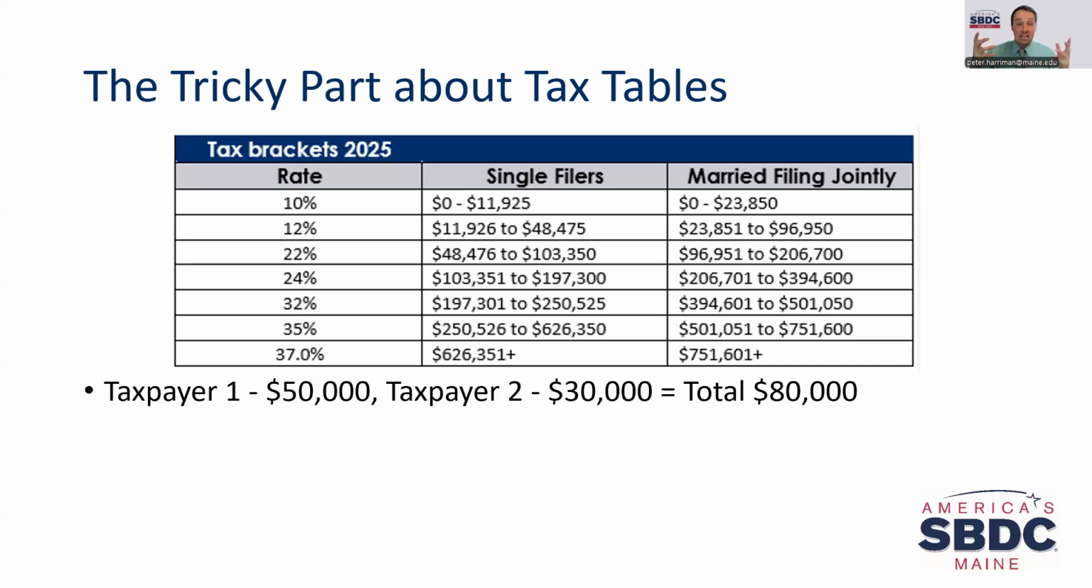Now, again, if there's two people in the income, taxpayer one and taxpayer two. Taxpayer one makes 50,000, taxpayer two makes 30,000. So the total household income is $80,000, right? So who's taxed more, right? Do we have the 30,000 taxed at 10% up to 12%? Or do we have the 50,000 taxed from 10 to 12 to more?